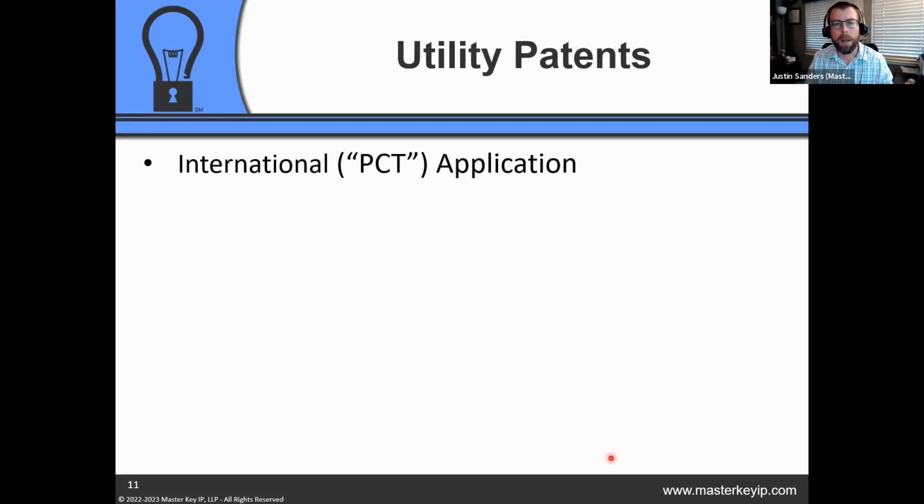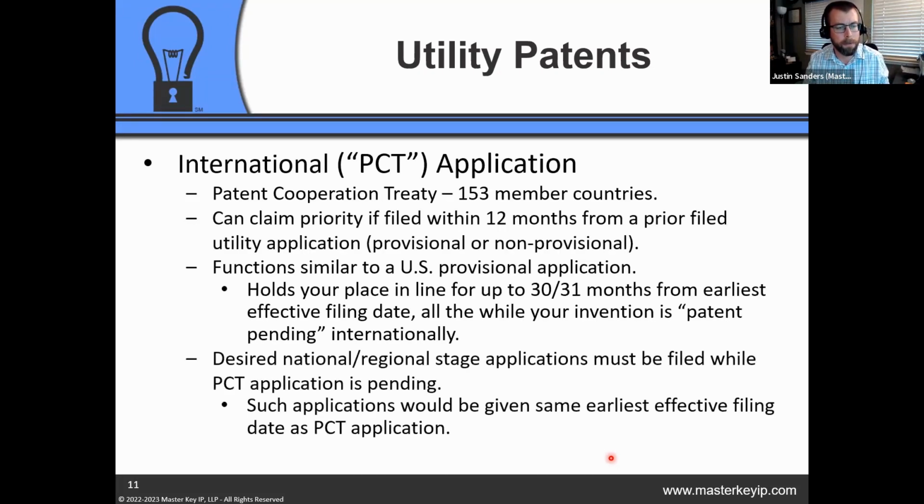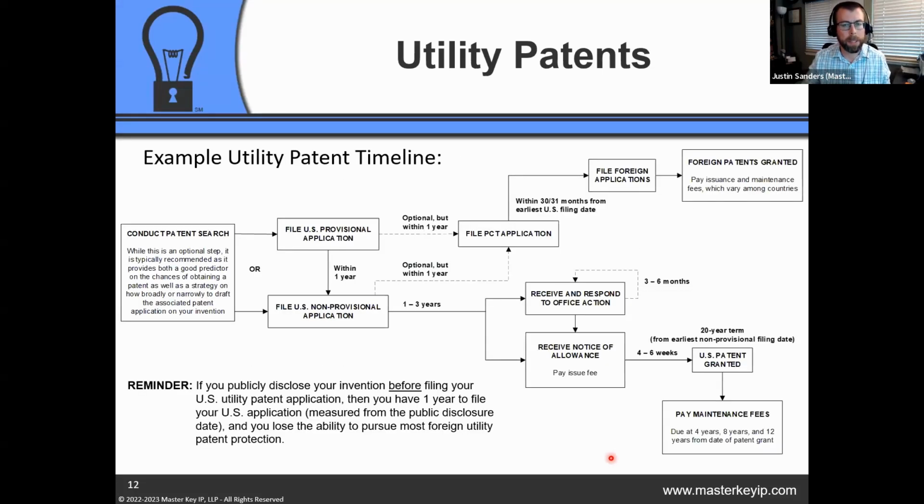And so then beyond that US filing, I mainly just have this for your information in the slide deck, just to keep it complete. But there's what's called a PCT application that can be filed that holds your place in line on the international level.